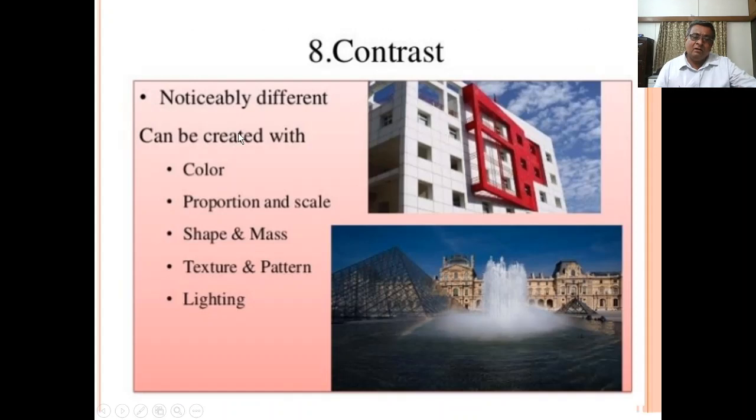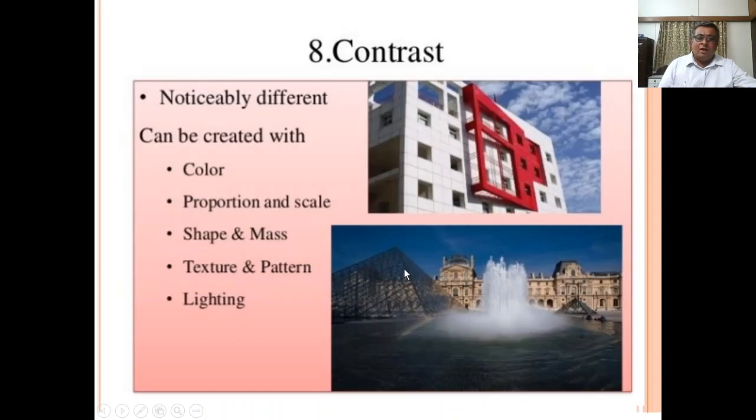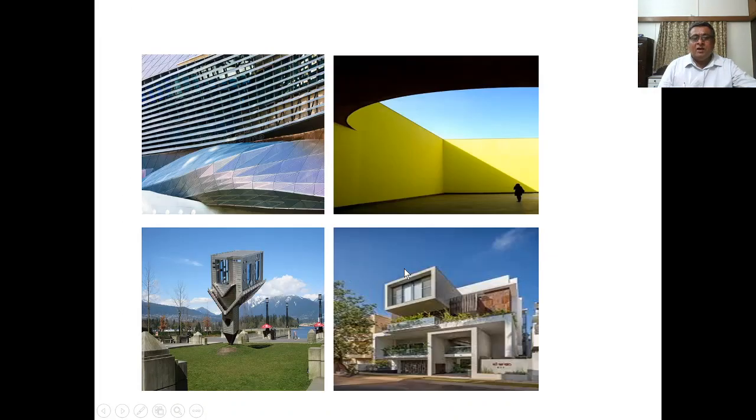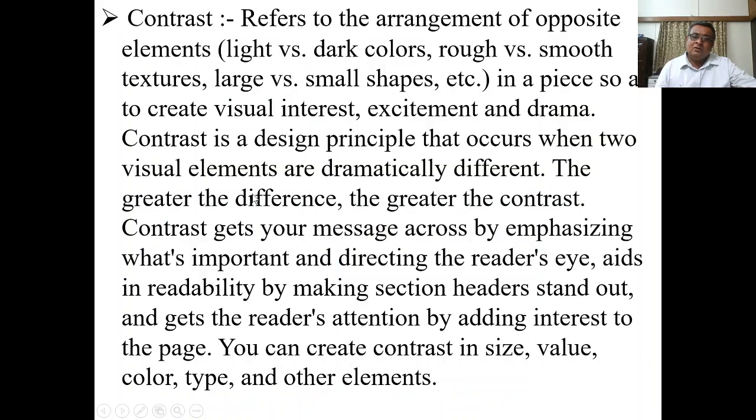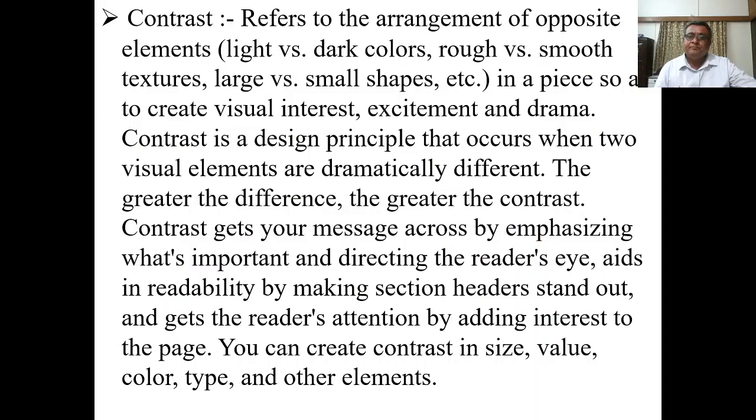Then texture and pattern and lighting, these are also lighting effects in texture and composition. Texture means some color combination, and pattern. There are different patterns, repeated patterns in this structure also, which creates contrast. And then lighting means the light effect which makes the structure different from one another. Let's see contrast in details.